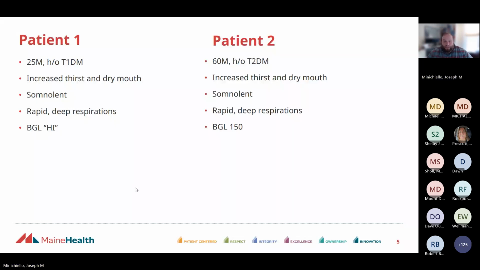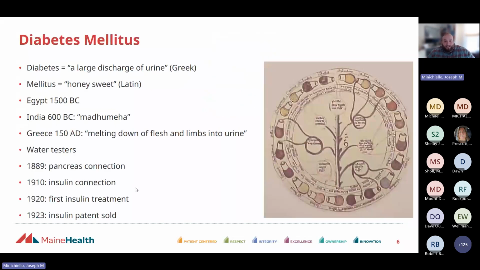So what is diabetes? And really today we're talking about diabetes mellitus. There are two types of diabetes. There's also diabetes insipidus, which is a whole different talk that has to do with neurologic things and the kidneys. But diabetes itself, what does it actually mean? Really, it comes down to sweet urine. And diabetes, coming from ancient Greek, talks about a large discharge of urine.